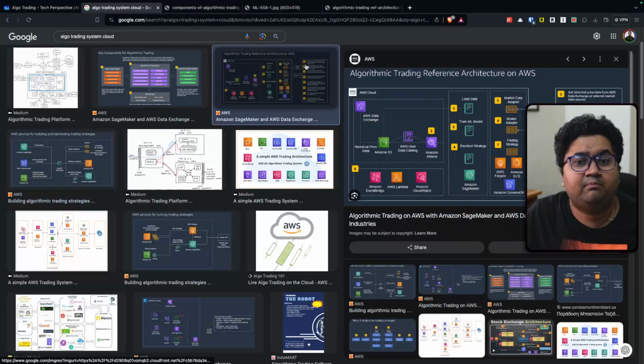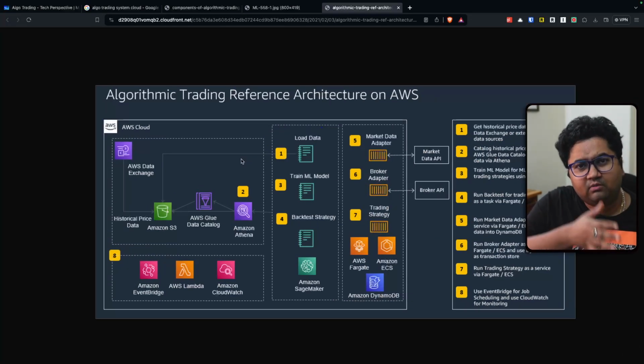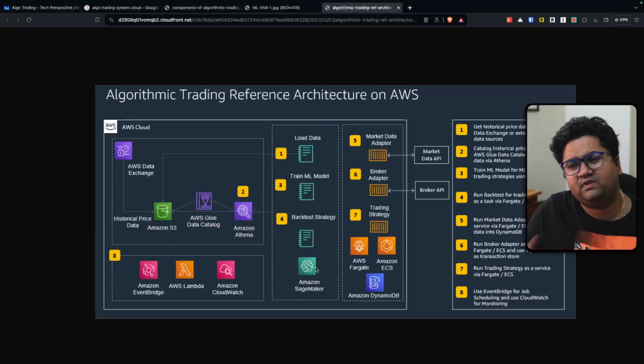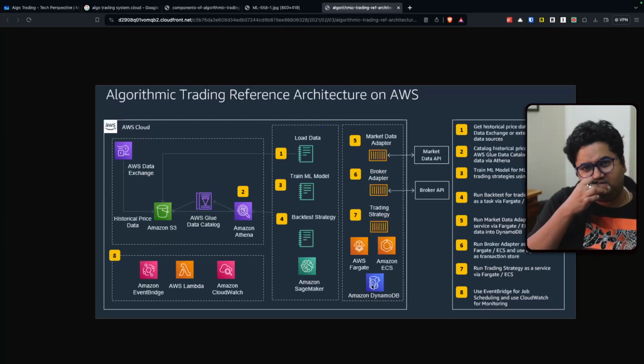Furthermore, this is an even bigger image from AWS. And if you see, it's talking about different services. S3 ho gaya, Athena ho gaya, EventBridge ho gaya, Lambda, DynamoDB, tons of different services. And all of the things that we talked about are covered in the form of 8 to 9 services.